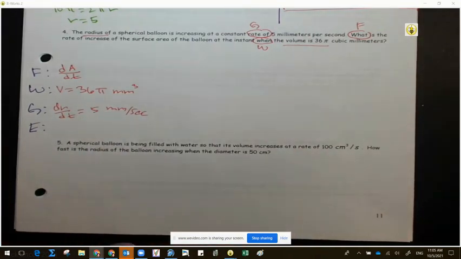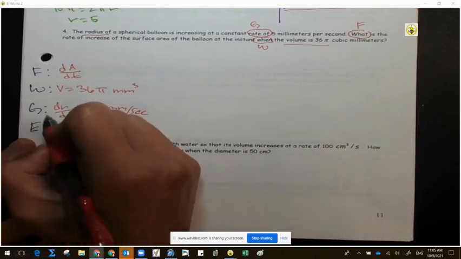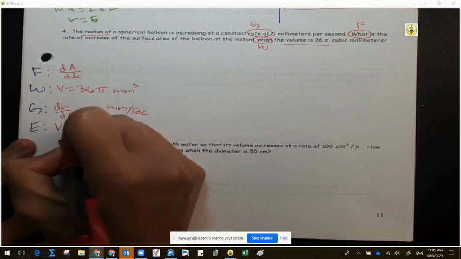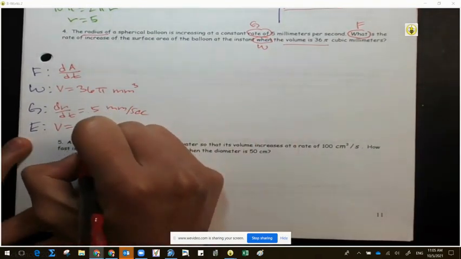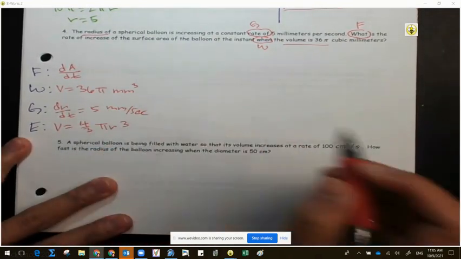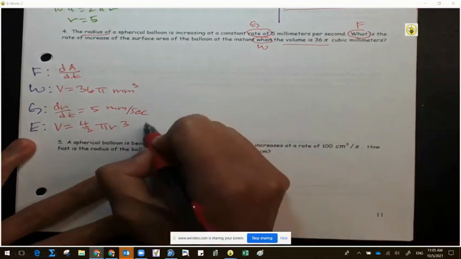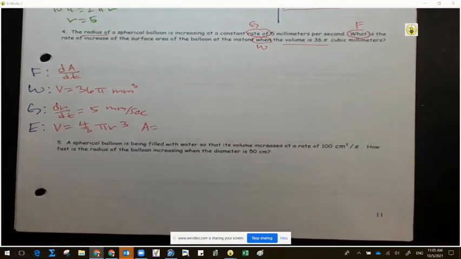Now, the equation is not given to us. Any idea what the equation is going to be for the sphere? How many do we even need? There's a volume involved and area. So let's go ahead and write out the volume. So our volume is equal to 4/3 pi r cubed. Then that means my surface area is one dimension lower.